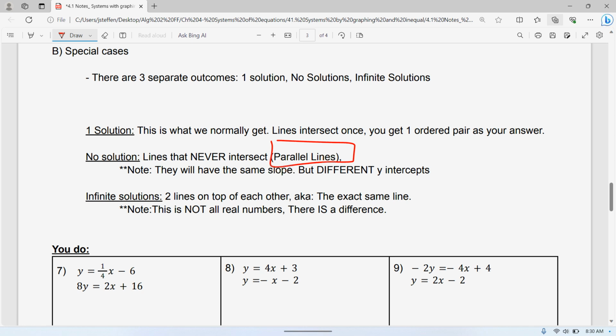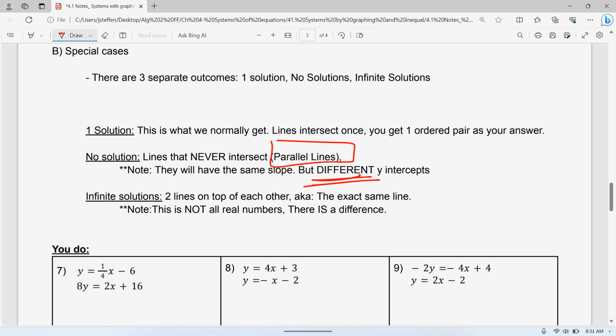And the reason is because the other outcome is infinitely many solutions. So what that means is you have two lines on top of each other, aka they're the exact same line. So when you graph both your lines, they end up being the exact same line. That means it's infinitely many solutions, which obviously you can assume, if they're the exact same line, they have the same slope and the same y-intercept. And that's why I specified with no solution that there are different y-intercepts.